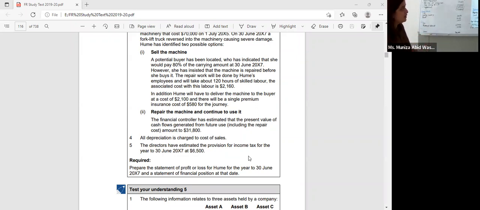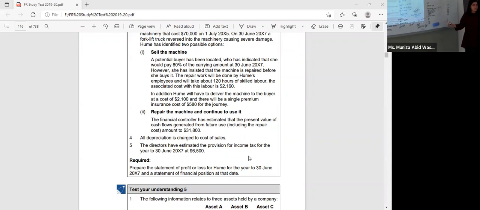And the last, the directors have estimated the provision for the income tax for the year to 30th June 2007 at 6,500. This is the estimated tax for the current year. The current year estimated tax is 6,500. It goes to the SOPL as well as to the current liabilities in your SOFP. So current year tax of 6,500 will be written here.